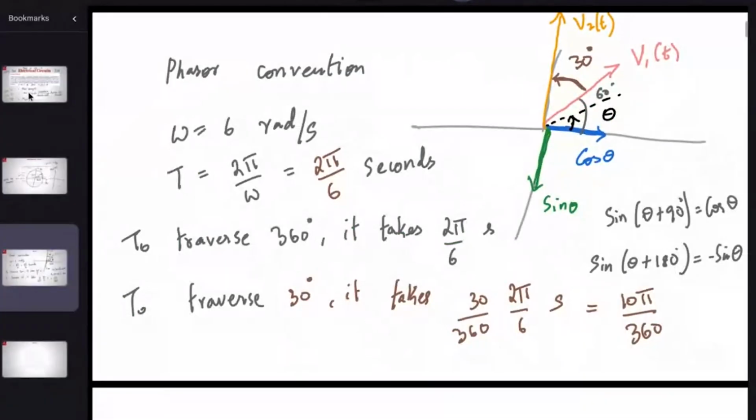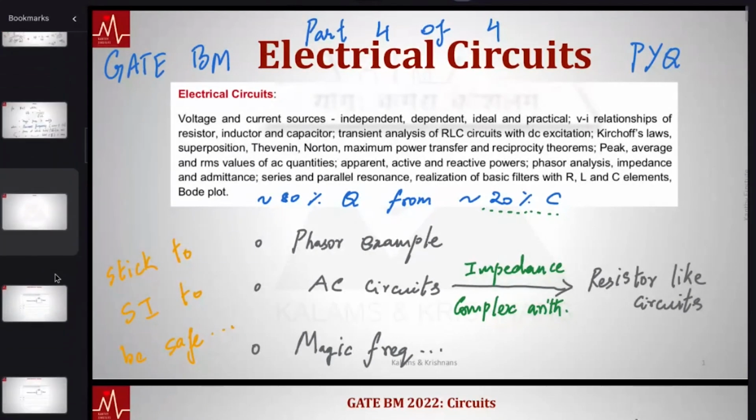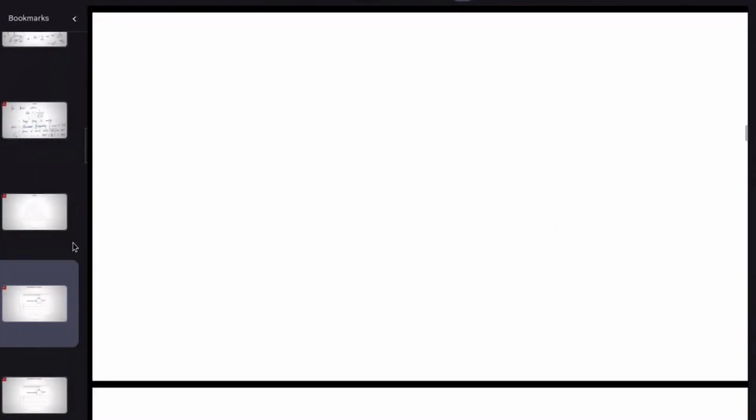Now, at this stage we have seen 3 things. AC circuits kind of become like simple resistor-like circuits if we use impedance. Only complication there is it involves complex arithmetic. We have seen use of the magic frequency. Then, stick to SI to be on the safe side, right? We have also seen calculations. Let's go to this PYQ.